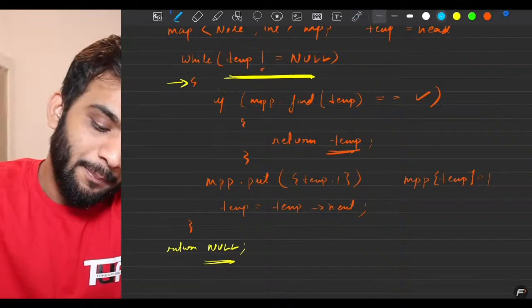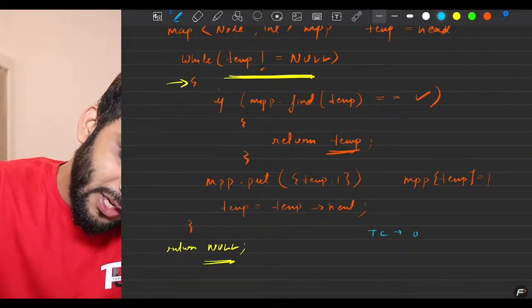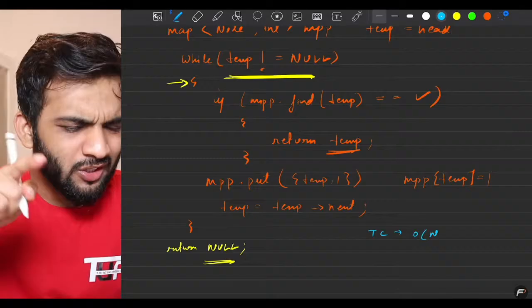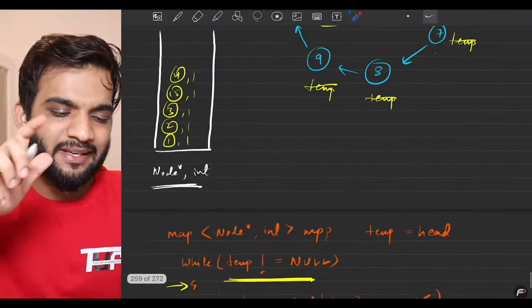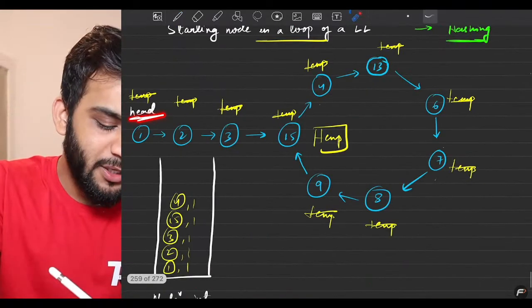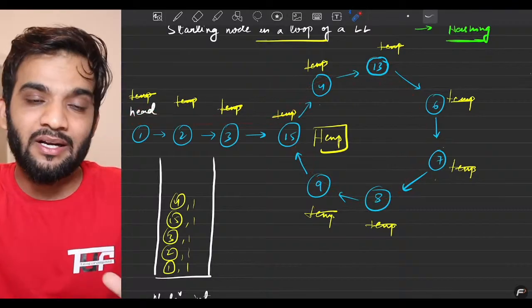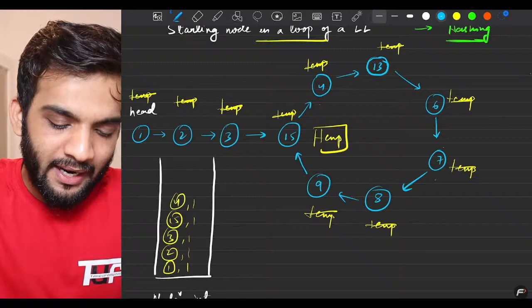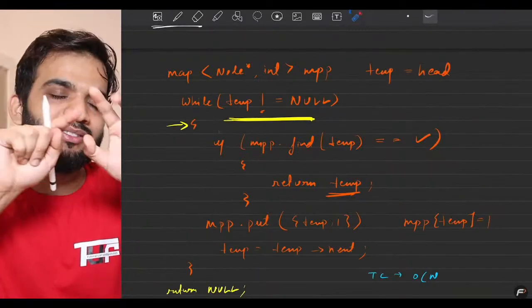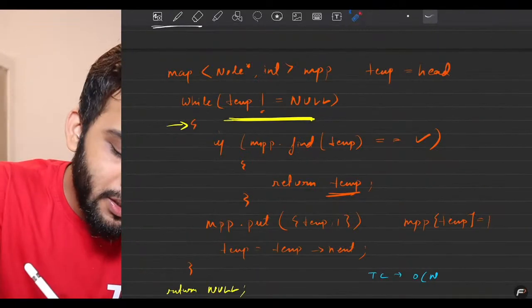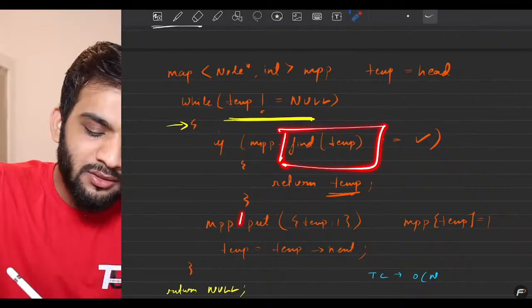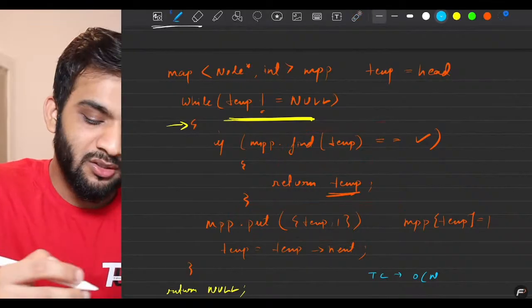So what will be the time complexity? Can I say it's a big O of n for the traversal? Because your temporary is basically starting from here and going across every node. So that is definitely big O of n. And if I go back to the inner section of the while loop, there's a find function, there's the insert function, two functions. So basically two operations.